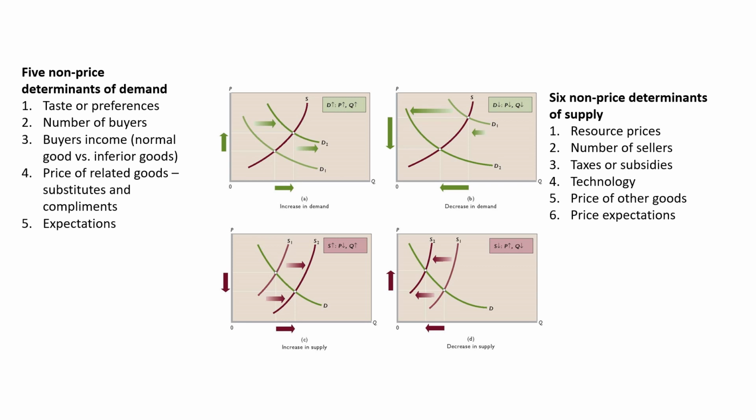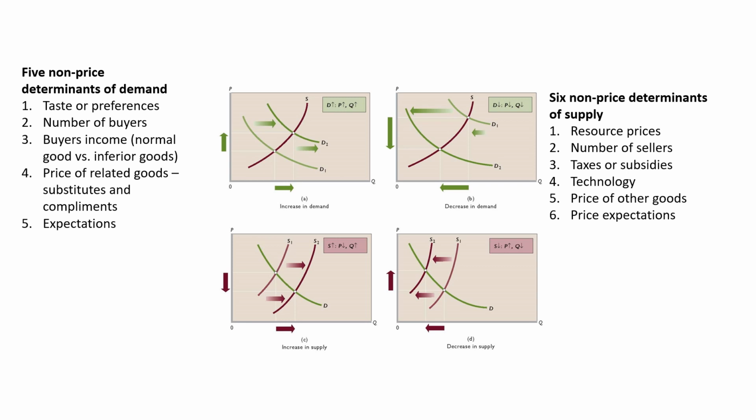What will cause a leftward shift or a decrease in supply? If firms have to pay more for resources, if there's a decrease in the number of sellers, if there's an increase in taxes on producers, if there is a decrease in the number of subsidies. So when Trump took office, he decreased subsidies for solar producers. Right? That would cause a leftward shift. If there's a temporary disruption to technology, that would decrease supply. Price of other goods, the same idea.